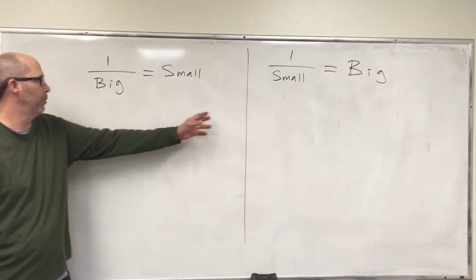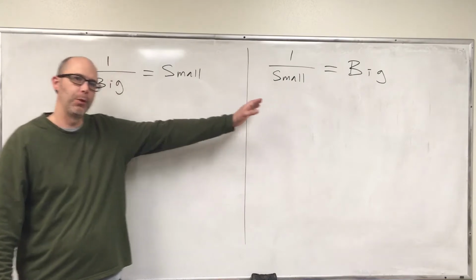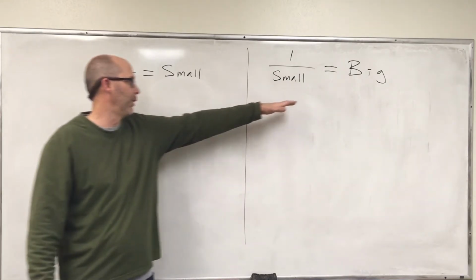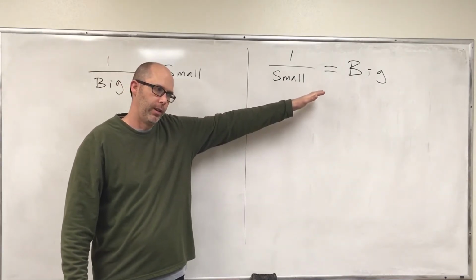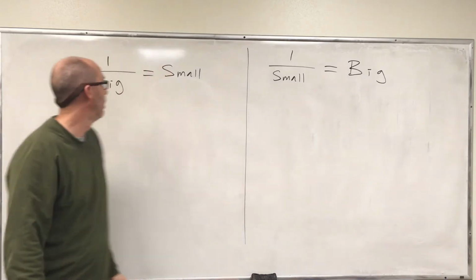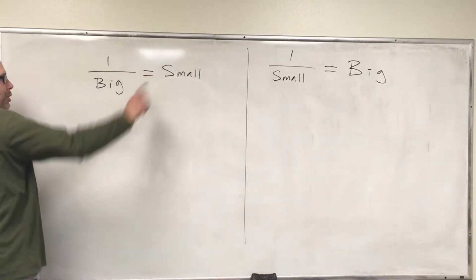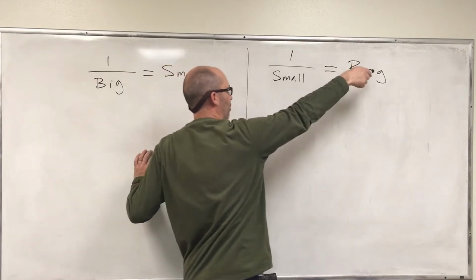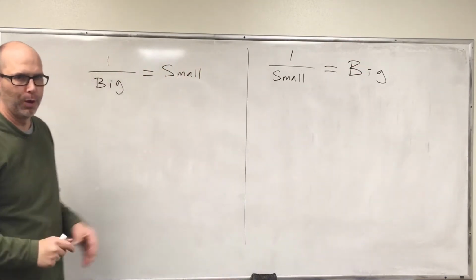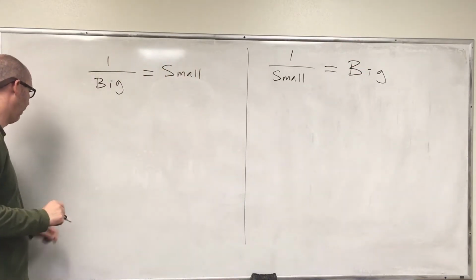Okay, a couple of concepts that'll help you a lot with the limits at infinity assignment. 1 over big equals small, 1 over small equals big. All right, so what does this mean?